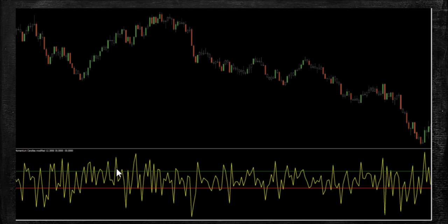So when the line crosses and closes above the green, that's a long, and when it does the same thing down here below the red, that's going to be a short. And then get this thing off of your screen until you have closed out that trade.